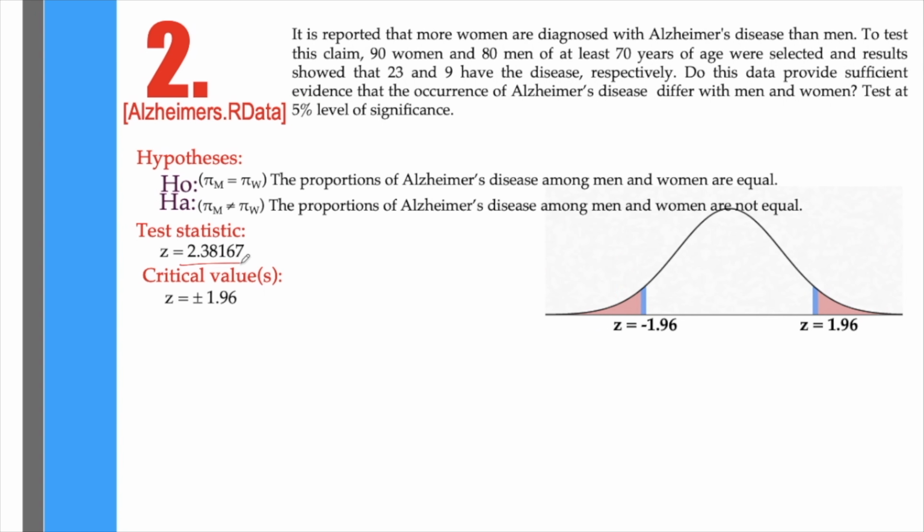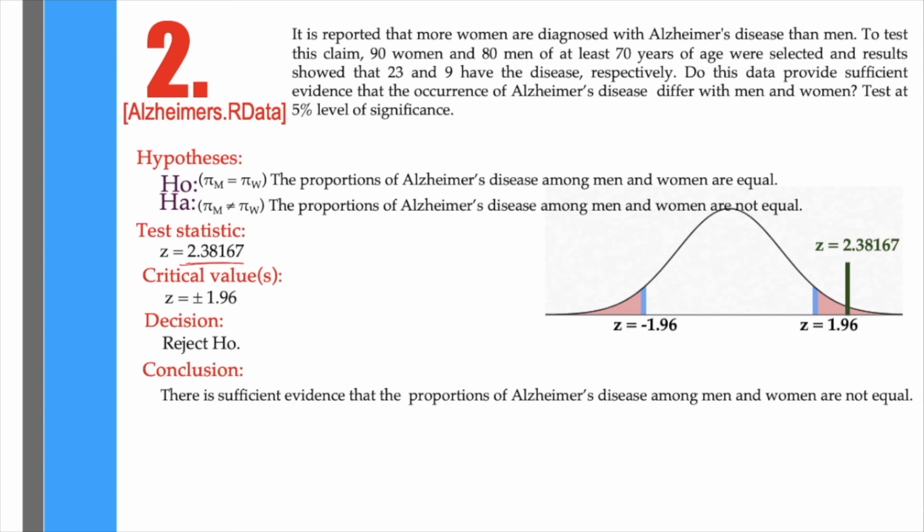Now, is 2.38167 in the area of rejection? Yes, it is in the area of rejection. Thus, we're going to reject the null hypothesis and conclude that there is sufficient evidence for the alternative hypothesis, that the proportions of Alzheimer's disease among men and women are not equal.